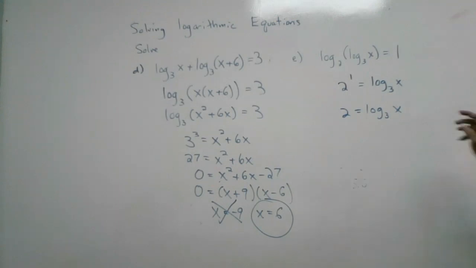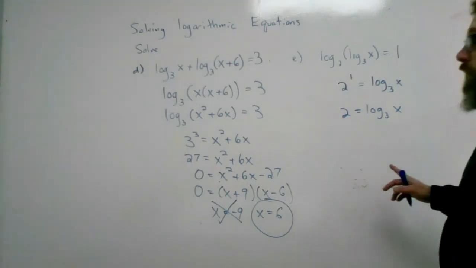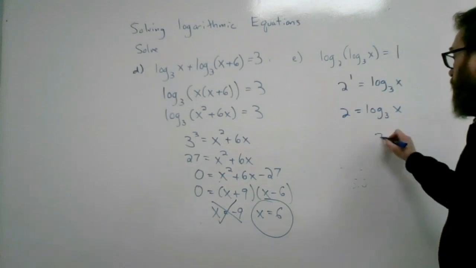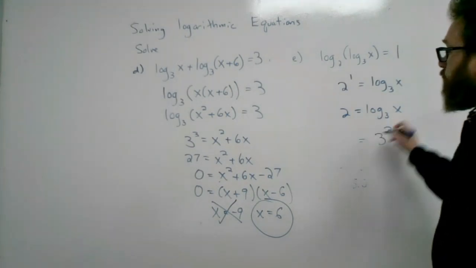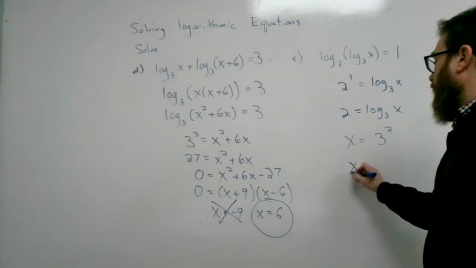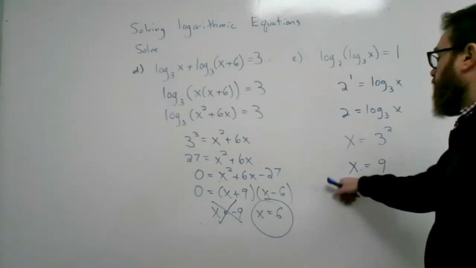Now what I need to do is rewrite this as its equivalent exponential. So 3 squared is going to be equal to its argument, which is x. So that means x is equal to 9.